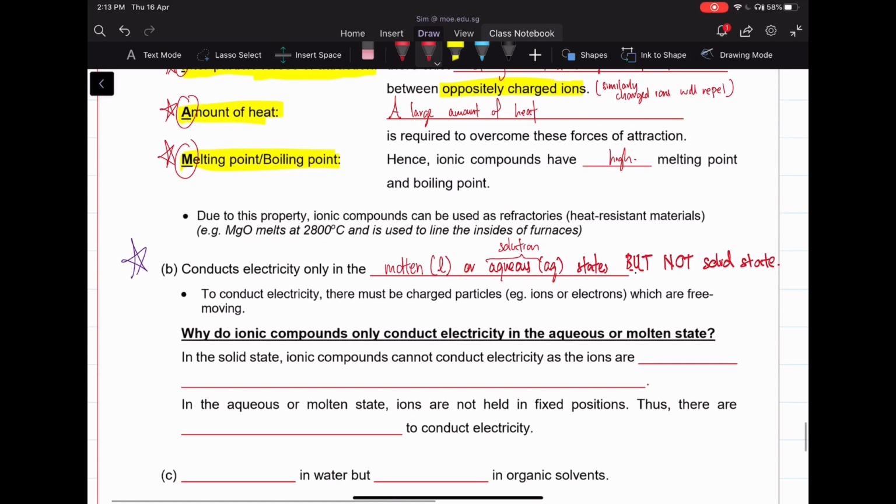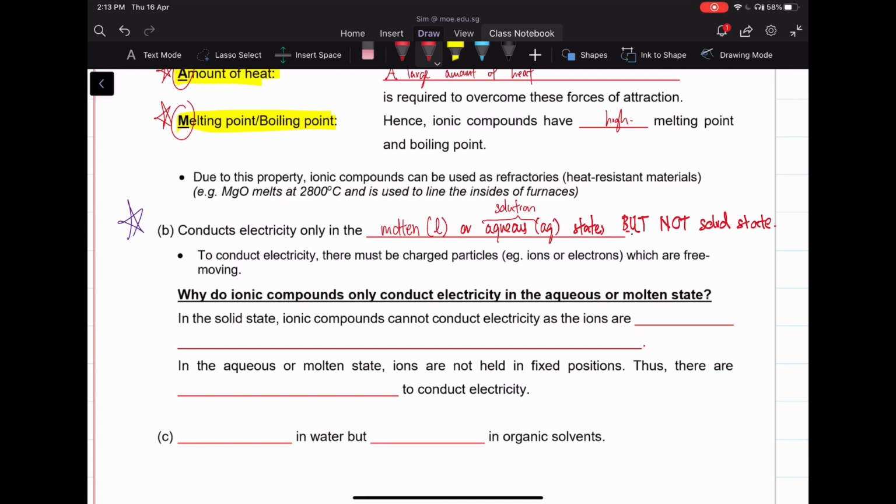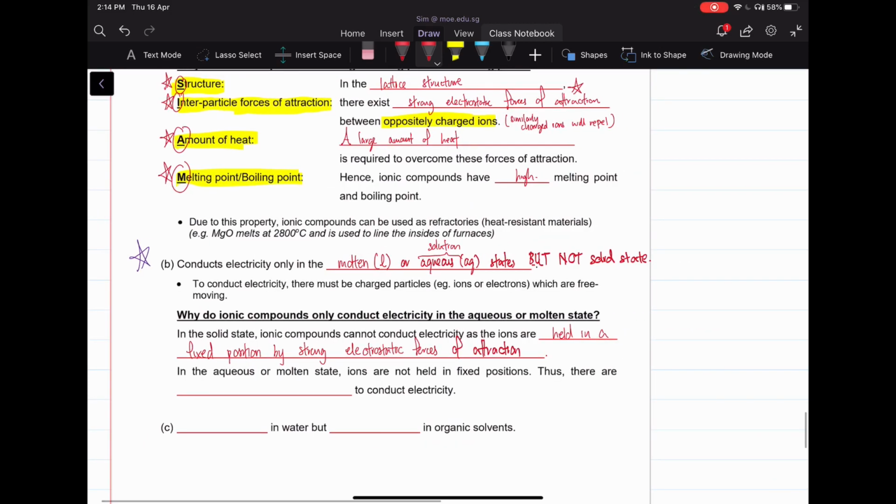The reason being, for things to conduct electricity, there must be what we call free moving charged particles. That means there must be something free moving inside for that thing to conduct electricity. So ionic compounds in a solid state cannot conduct because the ions are not able to move. Why? Because they are held in fixed position by the strong electrostatic force of attraction. All these ions are there, but they are held in the same spot. They can only vibrate about their fixed position. They cannot move around to allow you to conduct electricity.